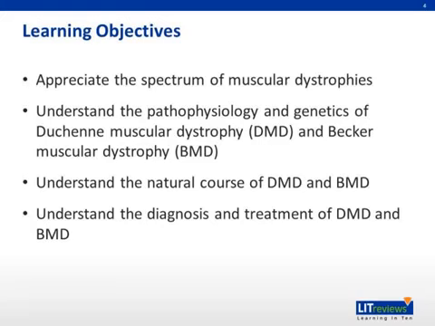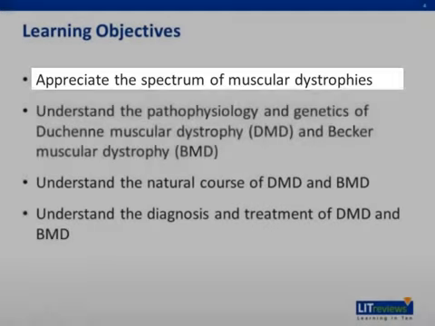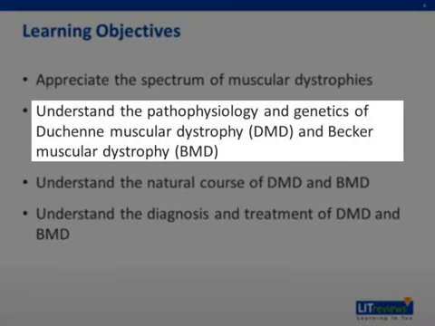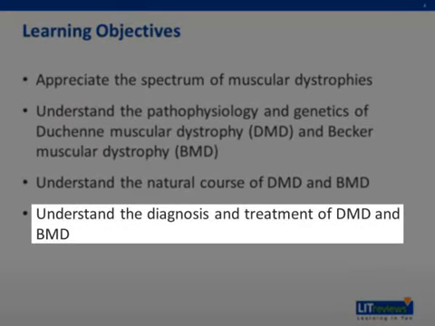Our learning objectives are to appreciate the spectrum of muscular dystrophies, understand the pathophysiology and genetics of Duchenne muscular dystrophy and Becker muscular dystrophy, understand the natural course of Duchenne and Becker muscular dystrophy, and to understand the diagnosis and treatment of Duchenne and Becker muscular dystrophy.